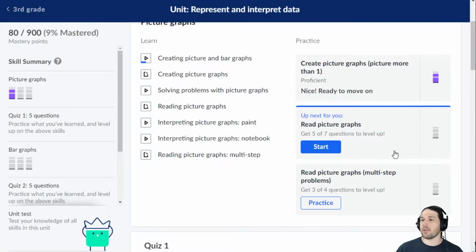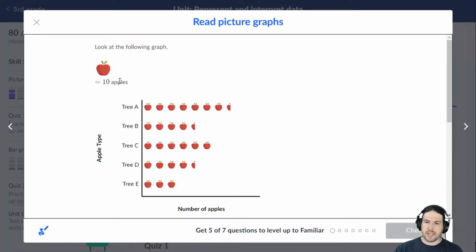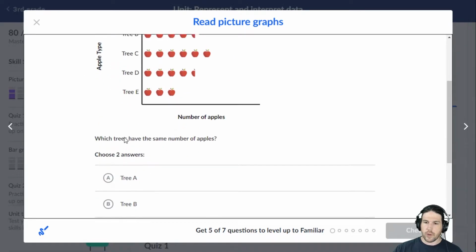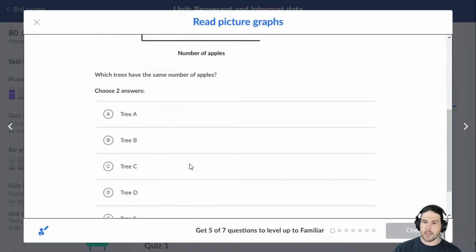Now we are going to move on from creating picture graphs. We are now going to read picture graphs. If each apple picture is worth 10 apples, which trees have the same number of apples? Well, that's easy enough. B and D are the only two that line up.